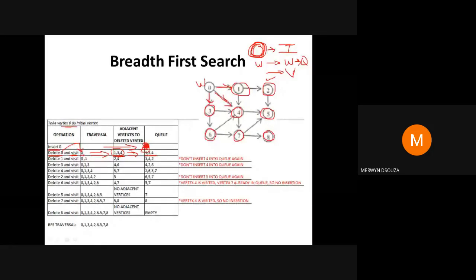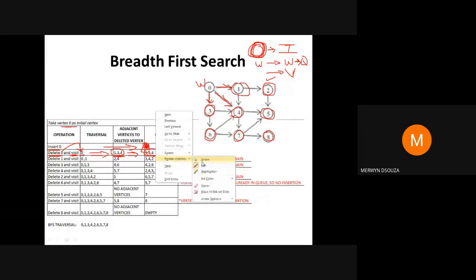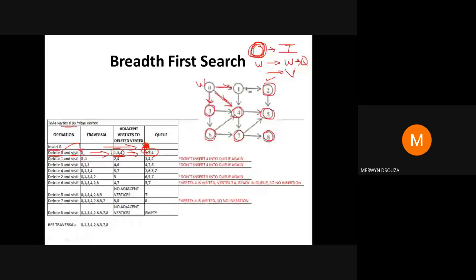Once I put them in the queue, I change their state to waiting. These three vertices, 1, 3 and 4, I put them in the queue, so I change their state to waiting. Why? Because they are in the queue. I told you, when they are in the queue, their state is waiting. They are no longer in the initial state.